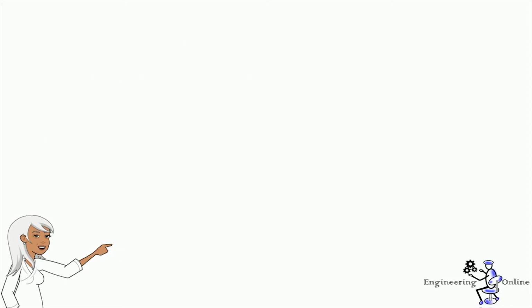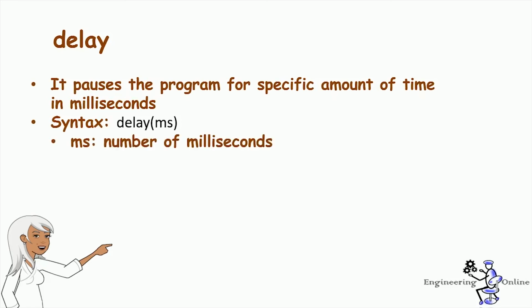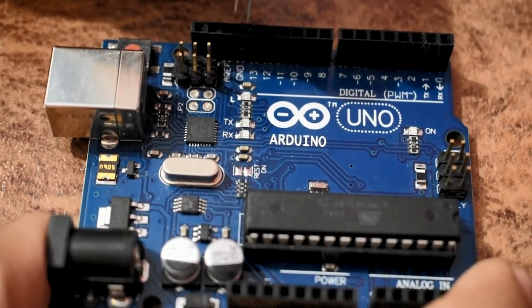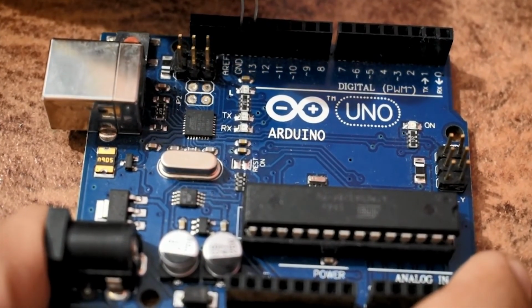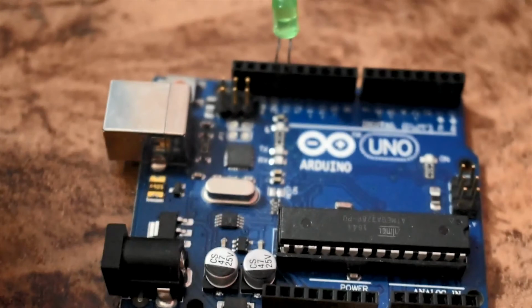Then we have the delay command. The delay command is used to pause the program for a specific amount of time in milliseconds, and you have to specify this amount in its syntax as shown here. In the last video tutorial, we compiled and uploaded the example program to blink the built-in LED. Now we will attach an external LED and then we will blink it. All you have to do is insert the positive pin or long lead of the LED in pin 13 of Arduino and insert the negative pin in the ground of Arduino and then connect the Arduino board with the PC.